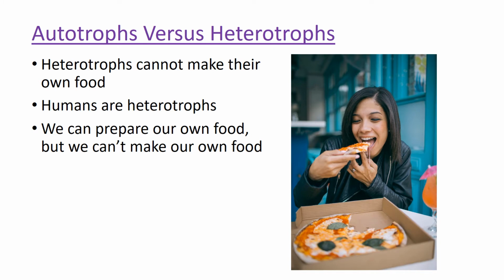So this woman's eating a pizza. Somebody cooked that pizza, but they didn't take the things that are in the pizza and turn them into food. They were already food. The tomatoes that were turned into tomato sauce, the dairy products that were turned into cheese, all of the things that are in that pizza were food before it was turned into a pizza. And ultimately, if we followed the food chain back far enough, we'd find an autotroph. Anything that we eat comes from autotrophs because we can't make our own food.